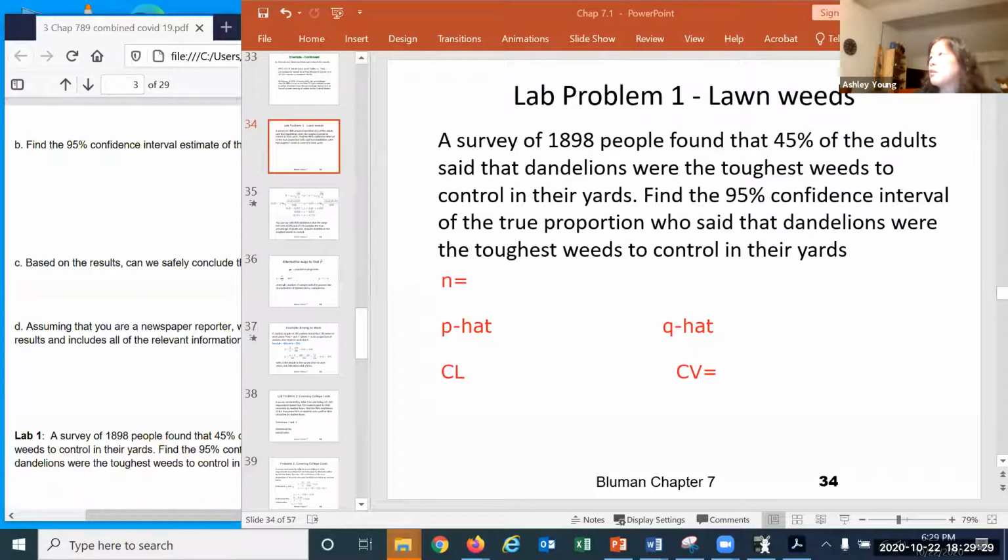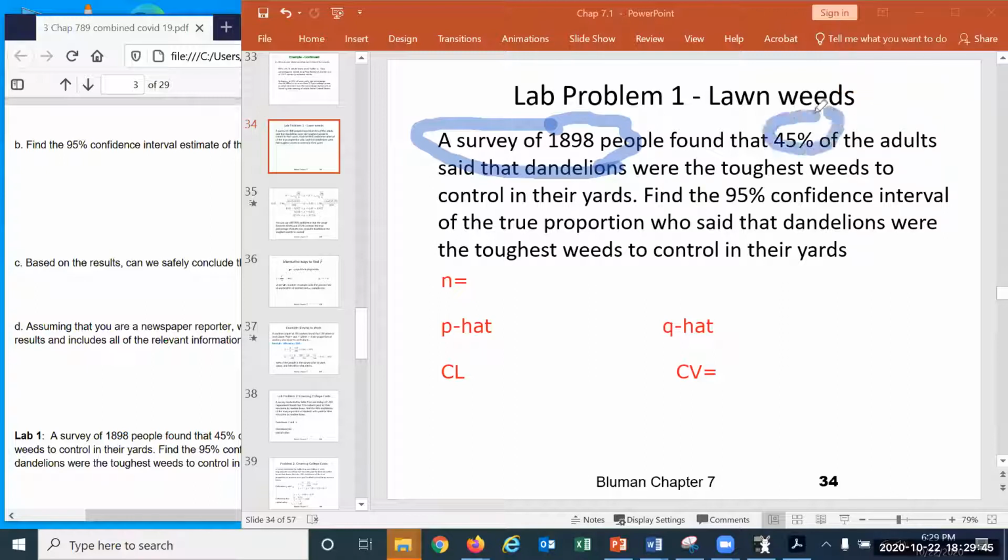So what's our N, guys? 1,898. Our sample size, survey of, that's your N. And then what's our P hat? Our proportion? 0.45. So then from that, we can find our Q hat, right? If our P hat is 45%, our Q hat should be 55%. And then my confidence level is 95%. So look up at the table and you guys should be able to find your critical value. Everybody good? So make sure you write these things down and then hop off to your room and check in with your neighbors. Make sure you all have the same numbers for those.